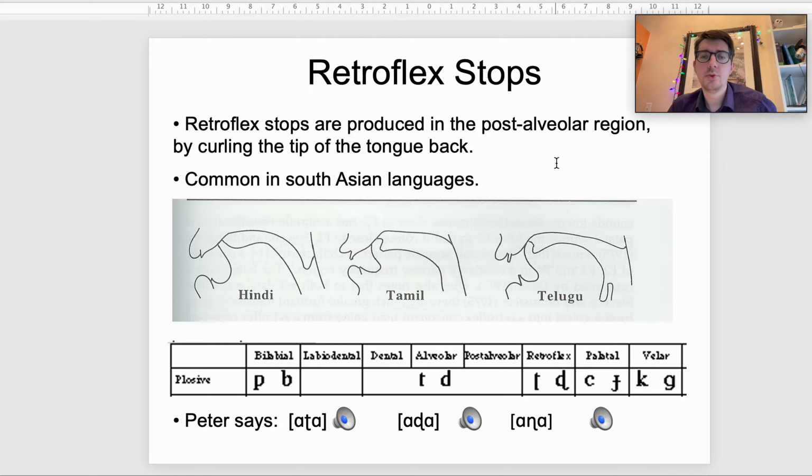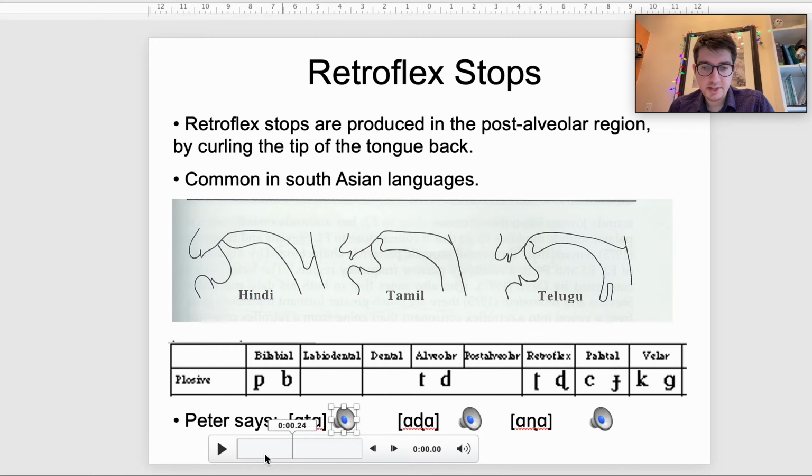And I would now like to move to another place of articulation, and that is the retroflex place of articulation. Retroflex stops are produced in the post-alveolar region by curling the tip of the tongue back. So it has to be the post-alveolar region, of course, because you are curling the tip of the tongue back, right? And these are common in South Asian languages such as Hindi, Tamil, and Telugu, which are spoken, I think, in India and Sri Lanka, right?